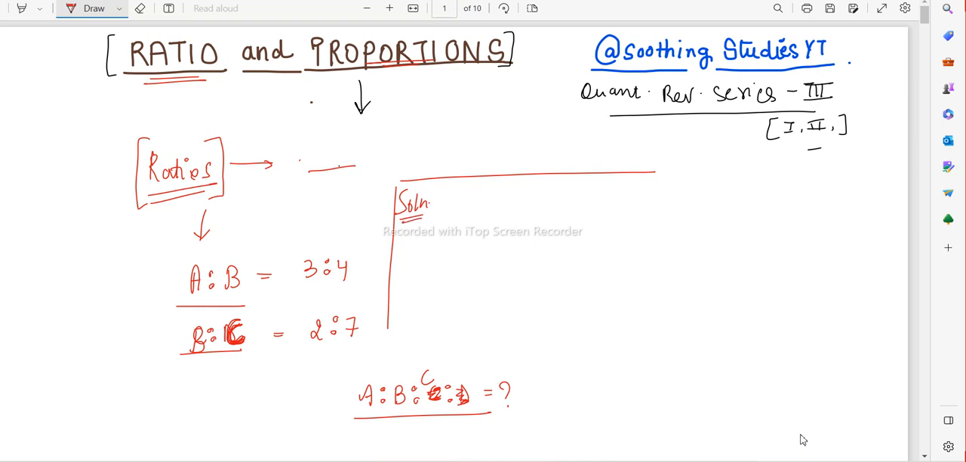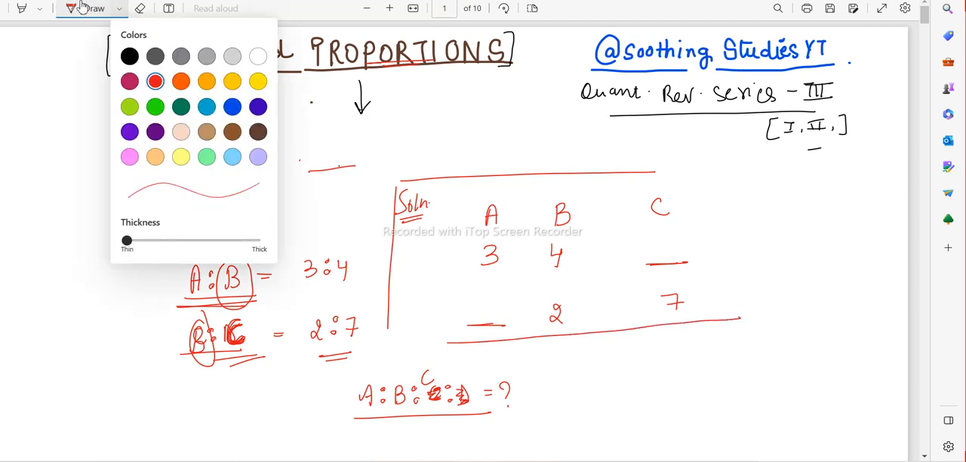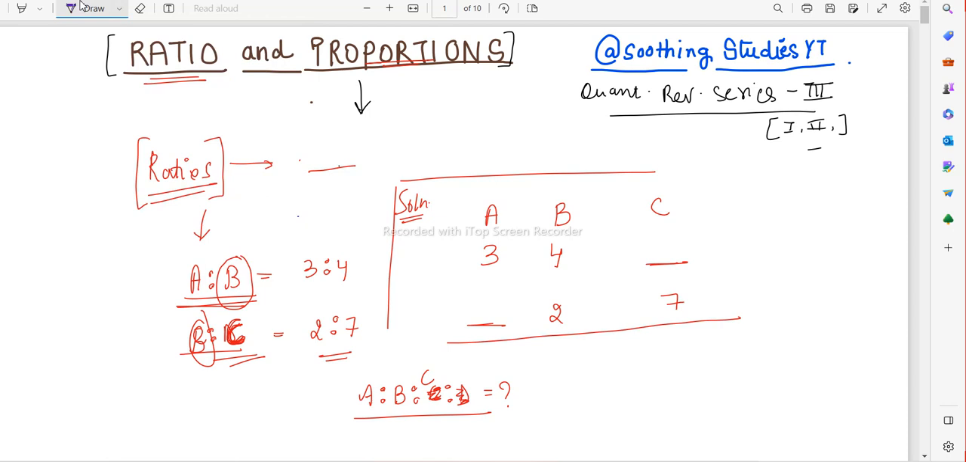You can observe from here, b is coming twice. So what we write is a, b and c. We have three ratios, right? From a ratio b we can make out that it is 3 ratio 4, and from b ratio c we can make out that it is 2 ratio 7. Now we have to fill up these spaces. How do we fill them up? We replicate this number here, the closest partner number, and here we'll be getting 2.